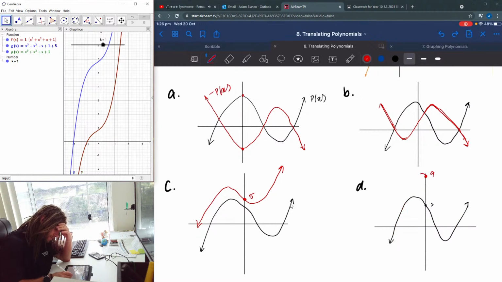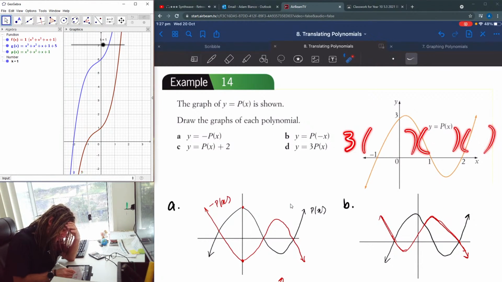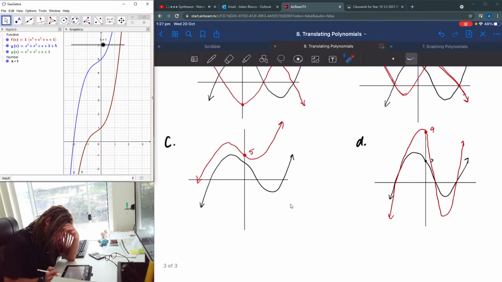Try and maintain the x-intercepts. It's the y-intercept that's going to be affected. Because when you think about it, oh, I didn't draw it. Remember I had all those sets of brackets? If I just chuck a 3 out the front, that doesn't change what the intercepts are. It does change the output, which is why the y-intercept changes.